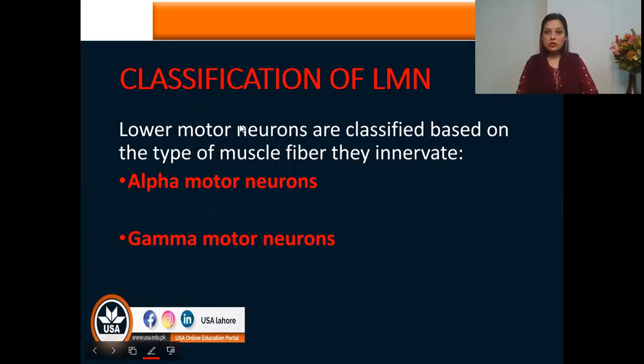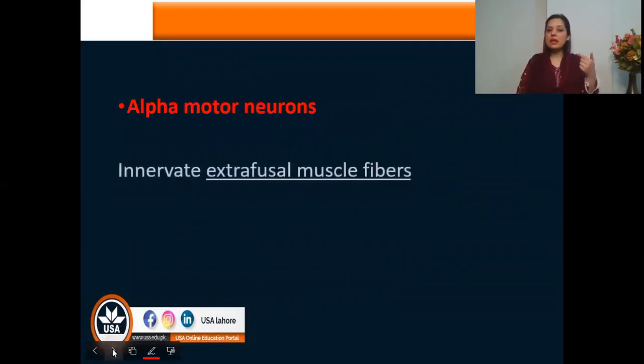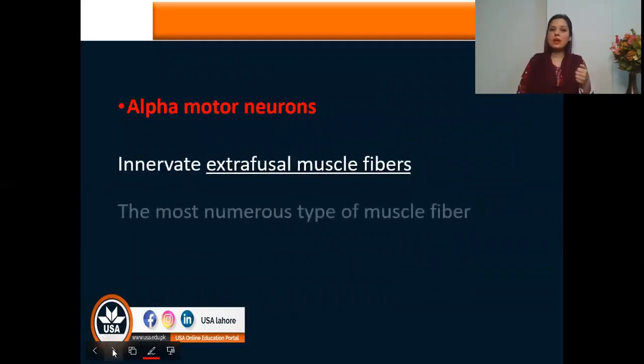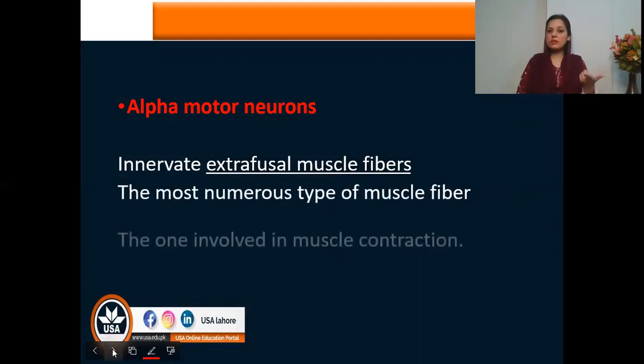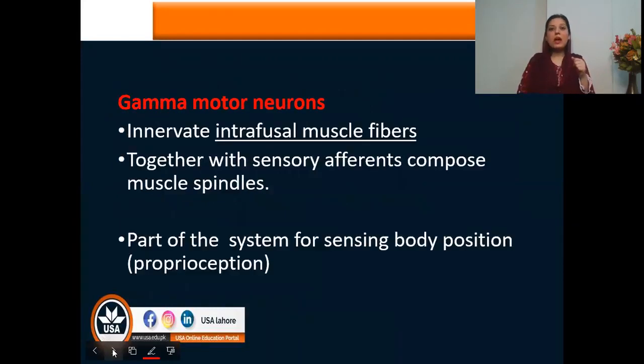Coming towards the classification of the lower motor neurons, we know they are classified on the type of muscle fibers they innervate: alpha motor neurons and gamma motor neurons. Alpha motor neurons innervate the extrafusal muscle fibers, the most numerous type of muscle fibers, which are involved in muscle contraction. The gamma motor neurons innervate the intrafusal muscle fibers, which together with the sensory afferents compose the muscle spindle, and they act as part of the system for sensing body position as well.